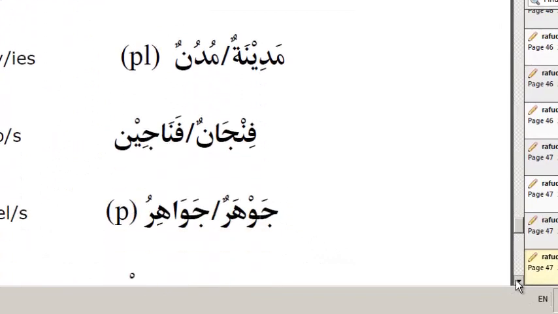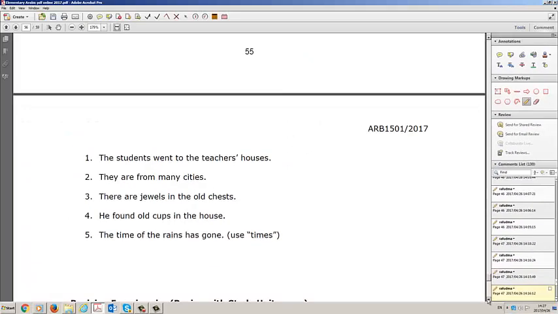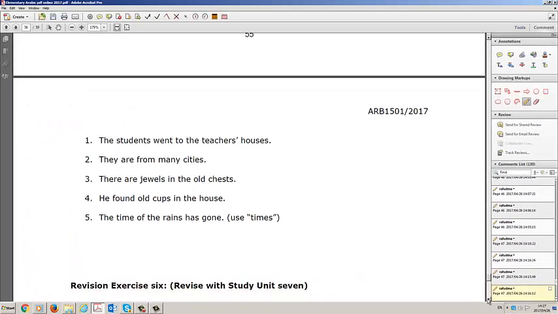Let's go to exercise 6. The students went to the teacher's houses. ذهب الطلاب إلى بيوت المعلمين. إلى بيوت المعلمين. Okay, and then we have there from many cities. هم من مدن كثيرة.